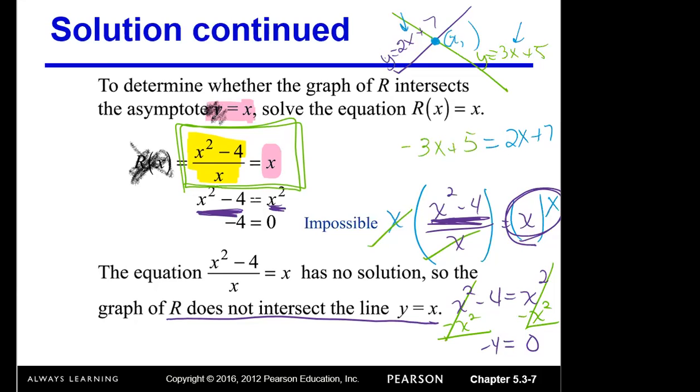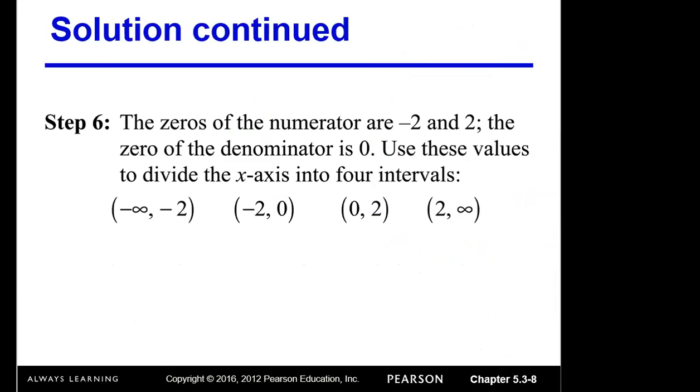Now the fun part begins. Not that we haven't been having fun already. Okay, we now have to get an idea of what this graph is doing around the zeros. Now, my numerator had a couple of zeros. They were -2 and +2.